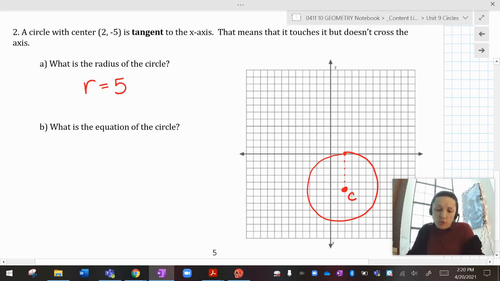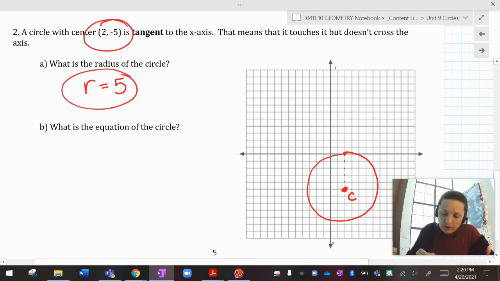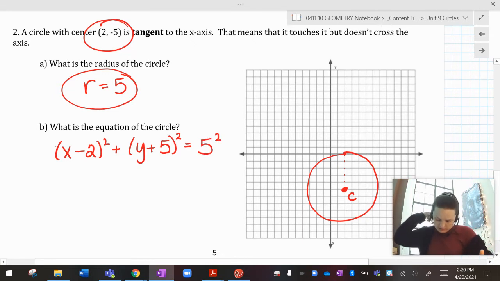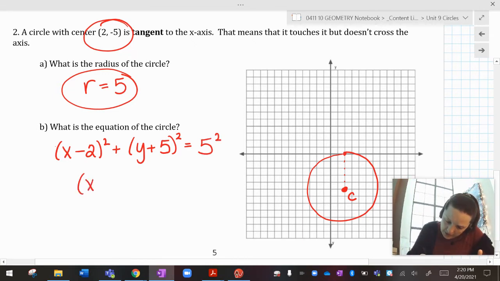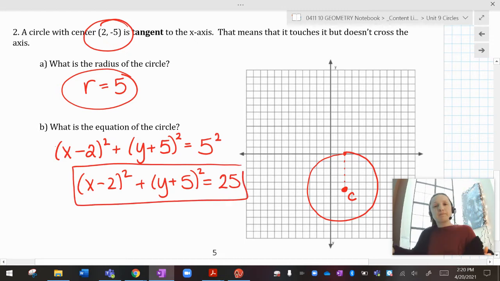Then if I want the equation of the circle, here's my center, here's my radius: (x - 2)^2 + (y + 5)^2 = r^2. And then that would mean (x - 2)^2 + (y + 5)^2 equals 25. There we go.